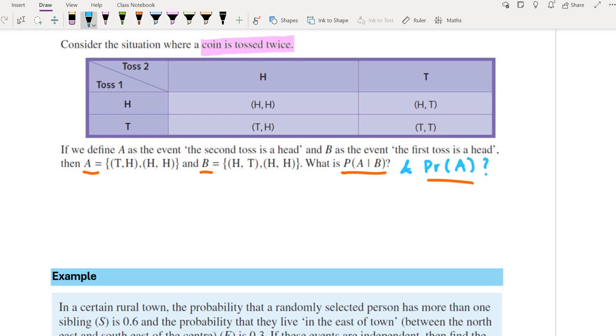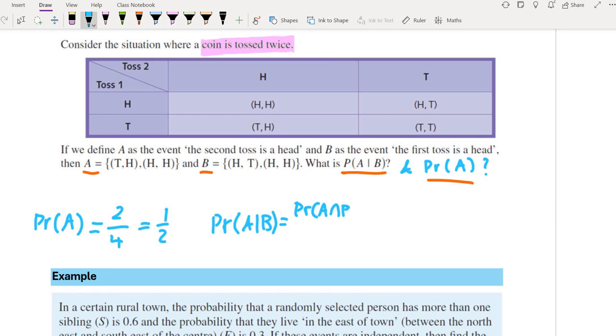So starting with probability of A. That's just the second toss is a head. So these 2 scenarios. That's just 2 out of the 4 possible outcomes. So it's a half. Probability of A given B, which is probability of A intersection B over probability of B. The intersection is just the heads and the heads.